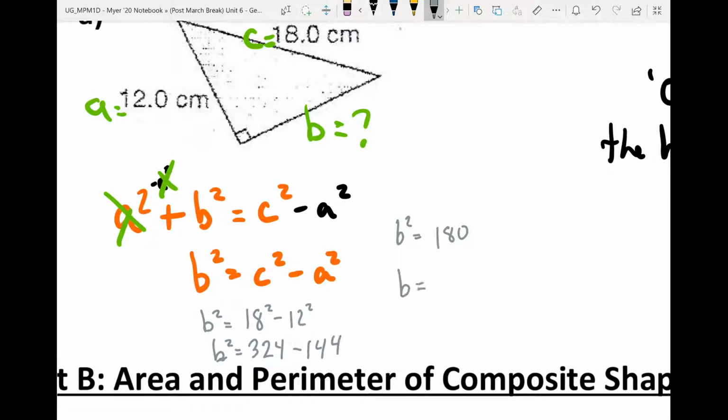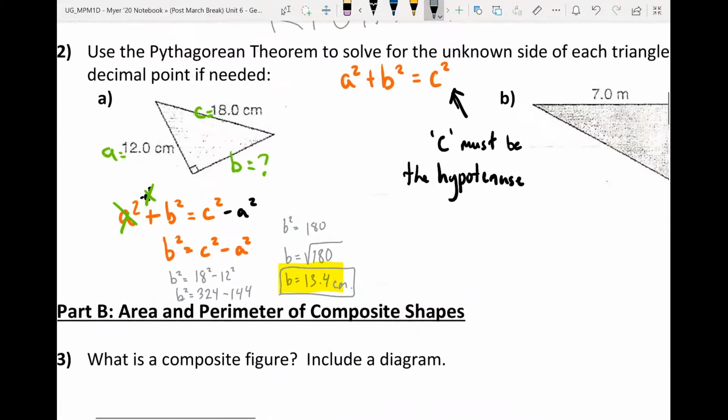And our last step that we always have to remember is taking the square root. So we're going to take the square root of 180. And we get 13 point something probably. 13.4. Alright, there's our answer. And we want to make sure we use our units. Centimeters. Okay, so we found it.